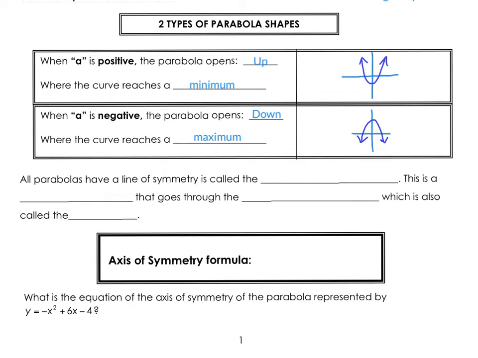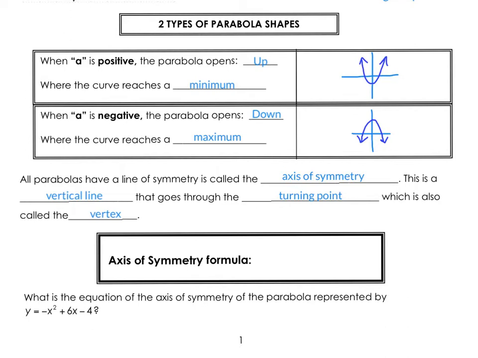Okay, so some more notes to fill in. All parabolas have a line of symmetry, and it's called the axis of symmetry. This is a vertical line that goes through the turning point, which is also called the vertex. So there's a lot of key words in there that we're going to come back to, and you're going to need to know what they mean. The axis of symmetry is that line that cuts it in half, where if I fold it down, like the paper, that would make the parabola the same on both sides. It goes through the turning point, and you'll need to know that that point can also be called the vertex.